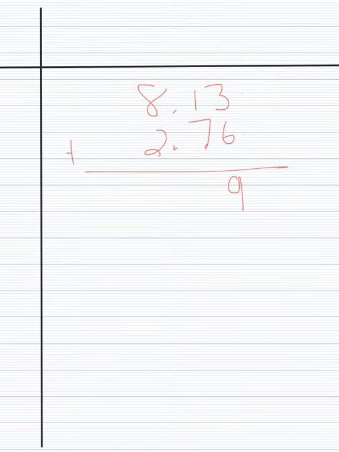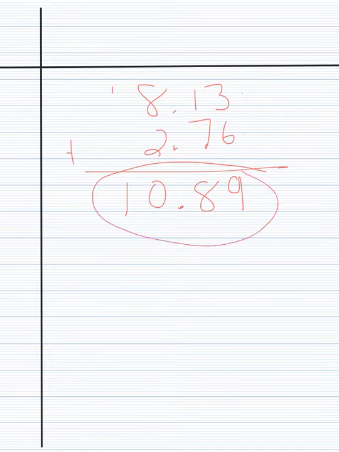So we have 8 and 13 hundredths plus 2 and 76 hundredths. From this point, we just add like we would with whole numbers. So we have 3 plus 6, which is going to be 9. 1 plus 7, which is going to be 8. Our decimal point comes straight down. And then 8 plus 2 is 10. We would carry the 1. And then 10 and 89 hundredths would be our final answer.